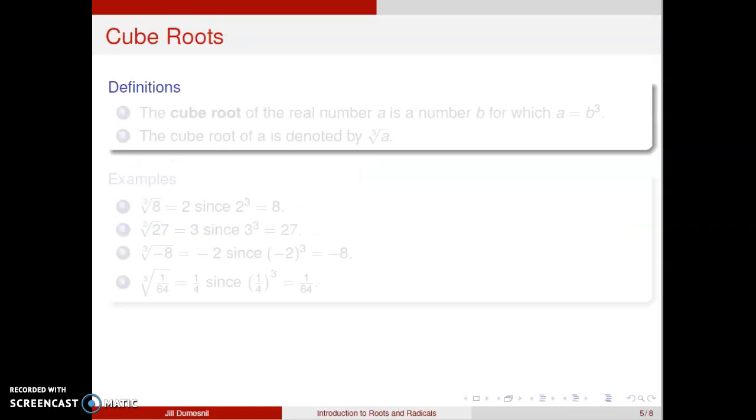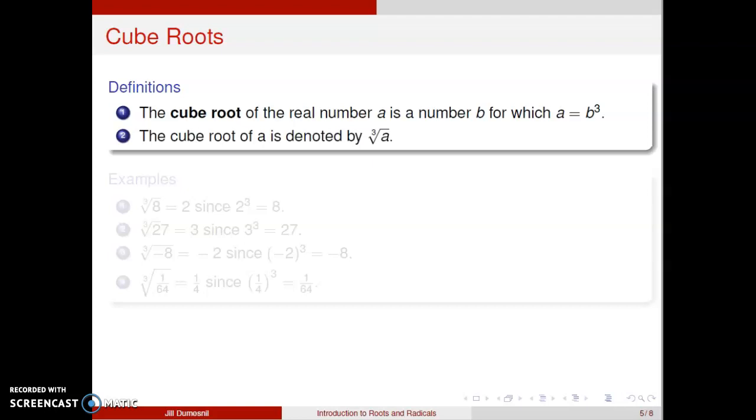Let's consider cube roots. The cube root of the real number a is a number b for which b cubed equals a. The radical sign for a cube root has a small 3 indicating that the index and exponent is 3. Some examples will help to clarify.